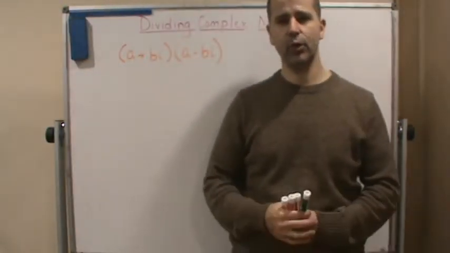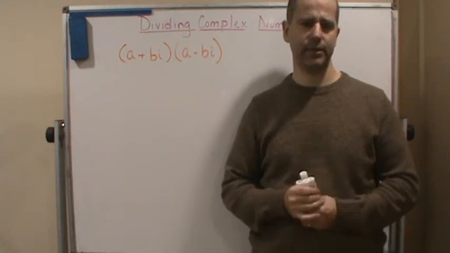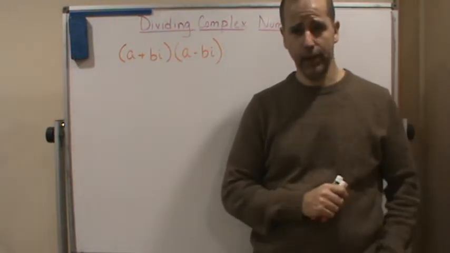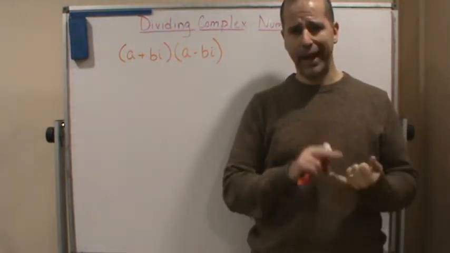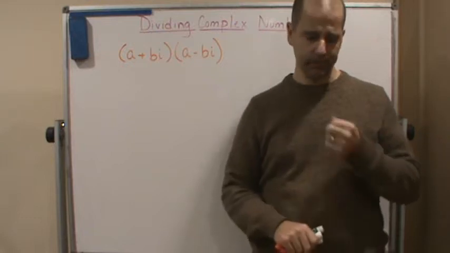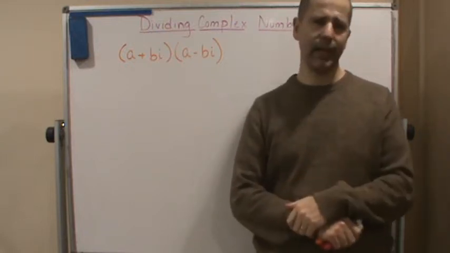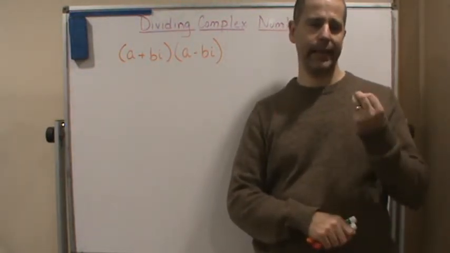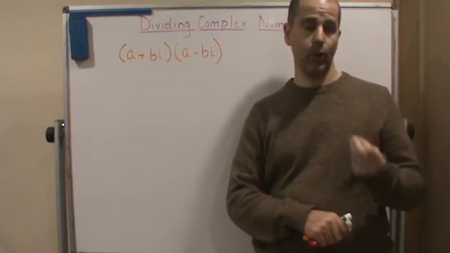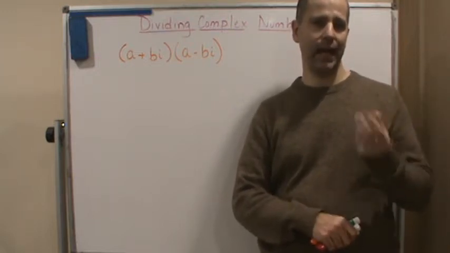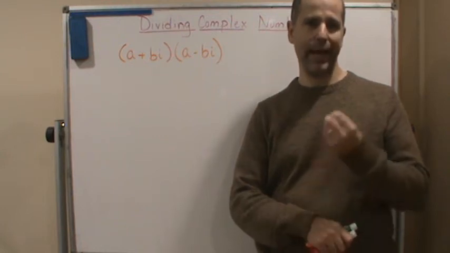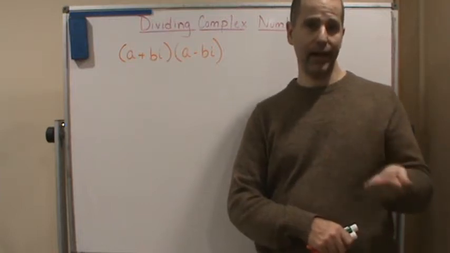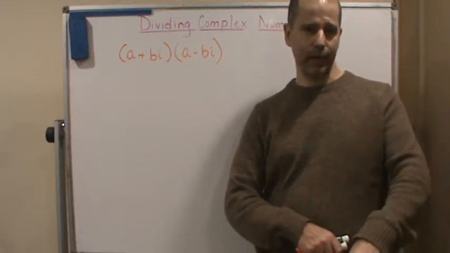Okay, so welcome back. Now we're going to start talking about dividing complex numbers. A little different here. When it comes to adding, subtracting, and multiplication, we can do that with complex numbers, but we can't divide a complex number by a complex number directly. We can't have a complex number in the denominator. Any fraction of complex numbers we can't work with, so we've got to change the denominator into a real number.